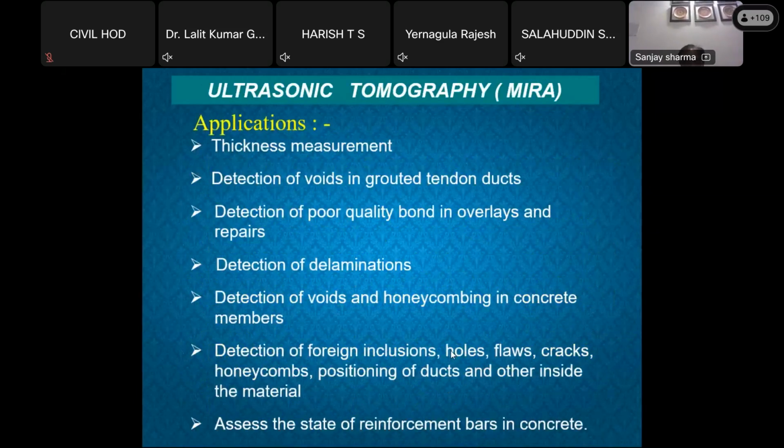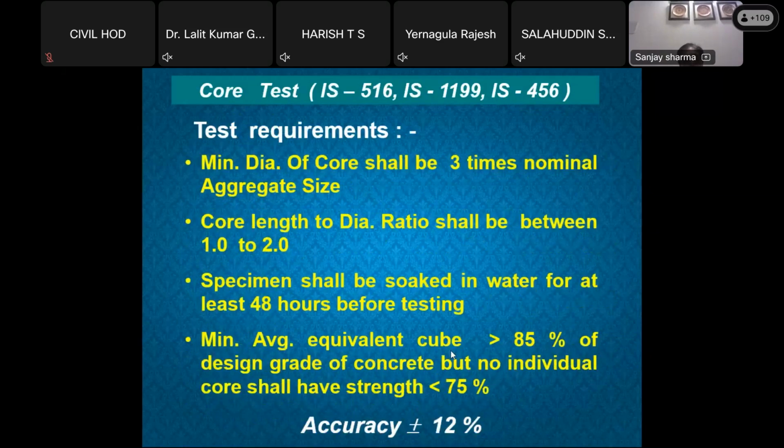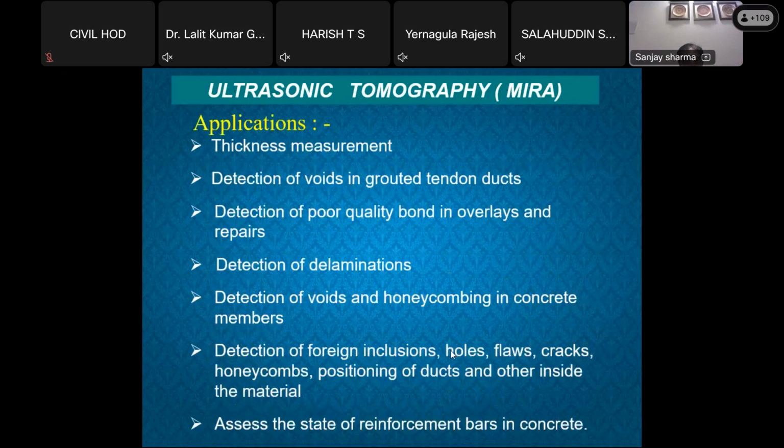Another type of instrument is the ultrasonic thermography, which measures the thickness. It is almost similar to UPV, but in UPV you have two probes, and sometimes the other face is not available, like in slabs or tunnels. There you use this particular ultrasonic tomography.